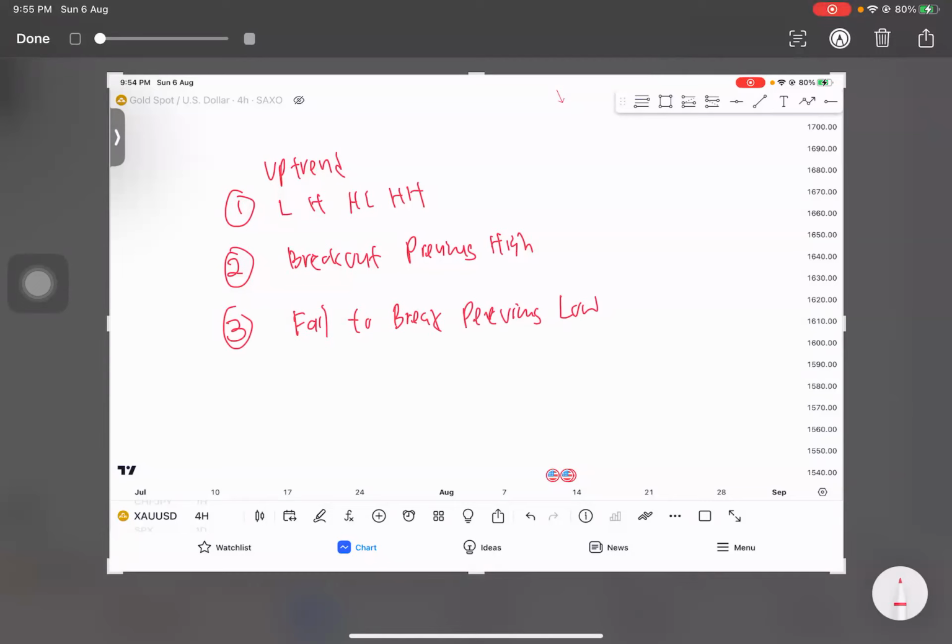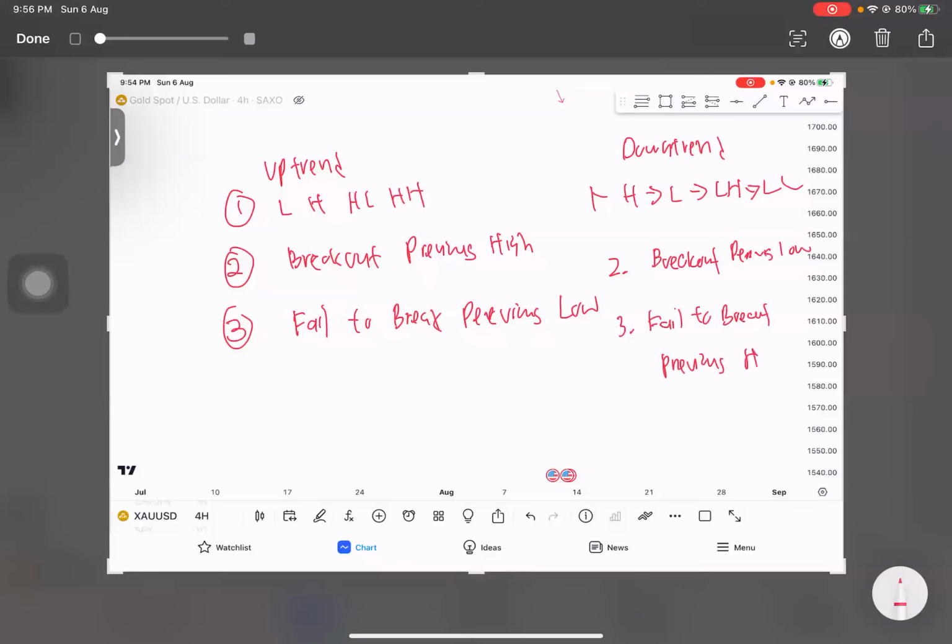And then for the downtrend, it is directly the opposite. First, it must have the high, to low, to lower high, to lower low. Second, it must break out the previous low. Third, it must fail to break out the previous high. This is for uptrend and downtrend. You must be clear on this first in case you cannot follow later.